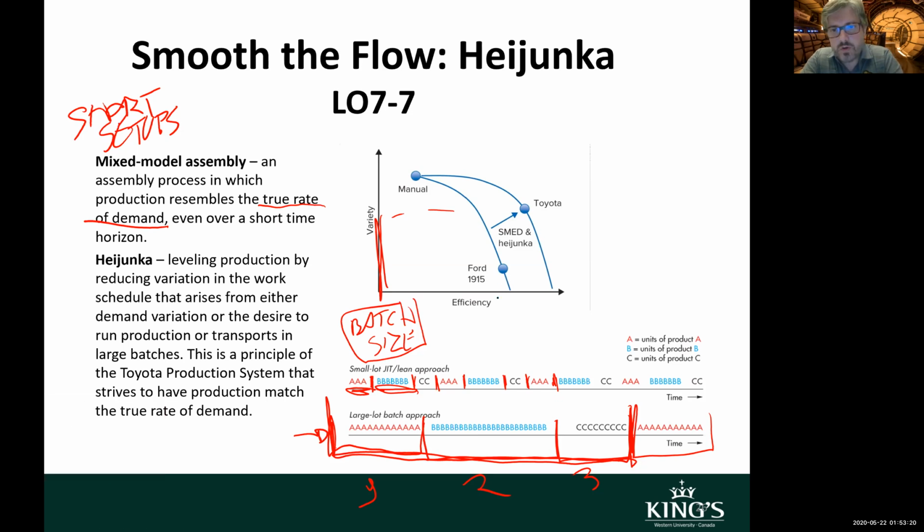There you go. So here's Ford with high efficiency and low variety, right? And as you reduce the amount of time and you try to match the rate of demand with your production capacity with smaller lots and really fast setup times, not only do you become more efficient, but that also allows you greater product variety, right? So that is the idea. High efficiency with increased product variety by matching your production with the true rate of demand because you have short setups, right?